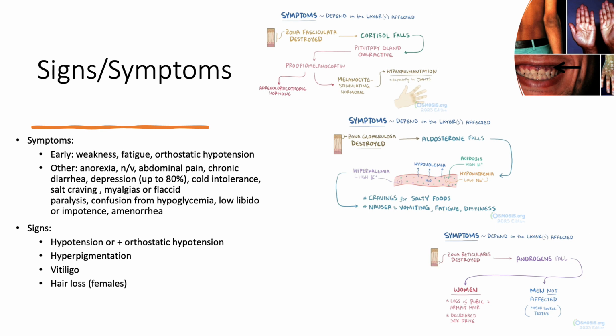There are other problems that have to do with the decrease in androgen for women. They may have low libido. Men may have impotence. There could be some confusion because of the hypoglycemia and some cold intolerance, etc.